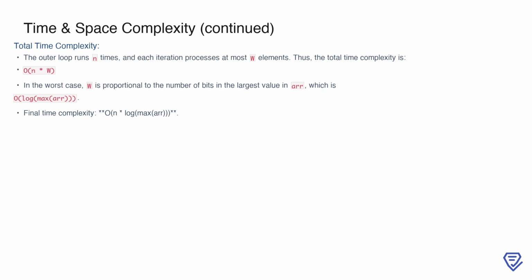Since W is proportional to the number of bits needed to represent the largest value in ARR, we can express W as O(log max R). As a result, the final time complexity of the solution is O(n*log max R). This shows that the algorithm efficiently scales with both the size of the array and the magnitude of its largest element, greatly improving over a naive approach.